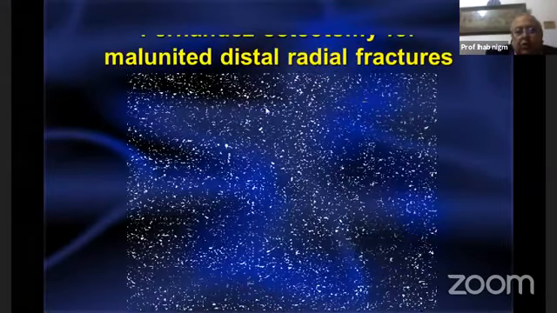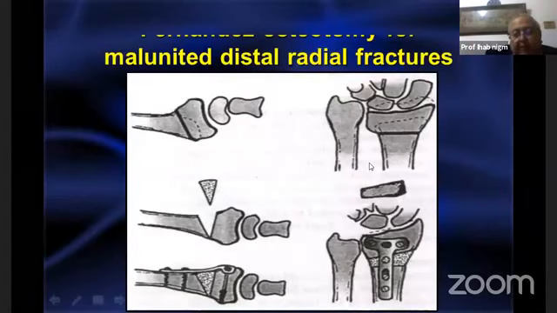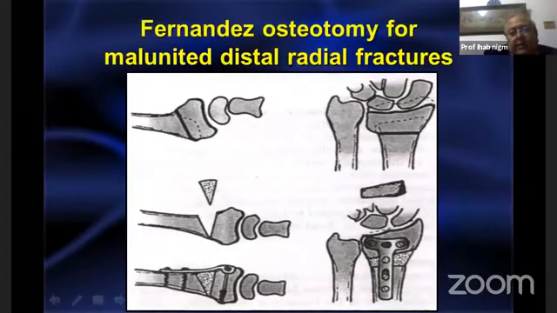We can also treat the same problem with Fernandez osteotomy. With open wedge osteotomy, we put a wedge graft from the iliac crest, and then a low profile dorsal plate. It was a very nice operation.